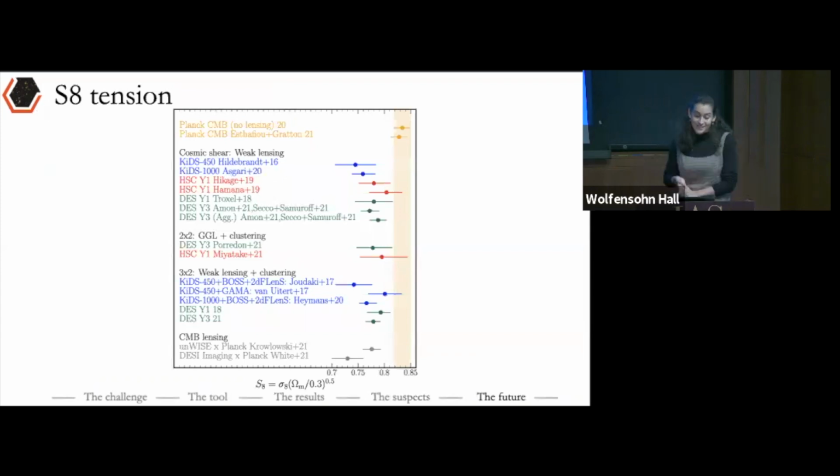Where does that leave us when we consider the other independent surveys' results? I've now added 2 recent constraints this year from CMB lensing cross correlations, one with unWISE and one with DESI imaging, and they also come out low. And so it is this intriguing puzzle of what is happening here. Why do all the measurements sit some 2 to 3 sigma low compared to Planck? And how do we pin this down?